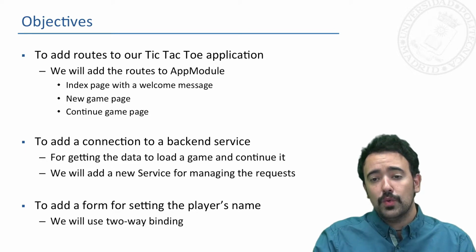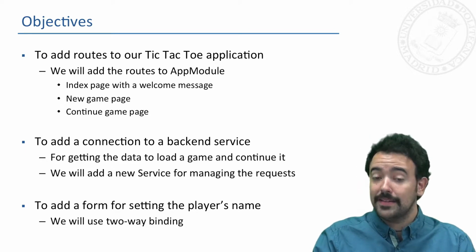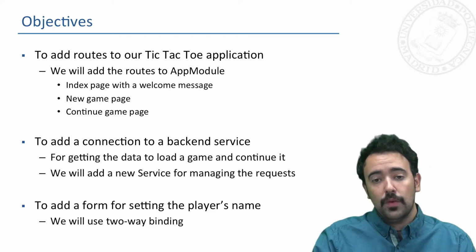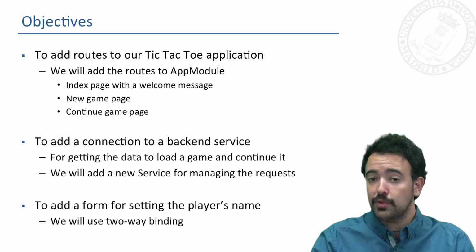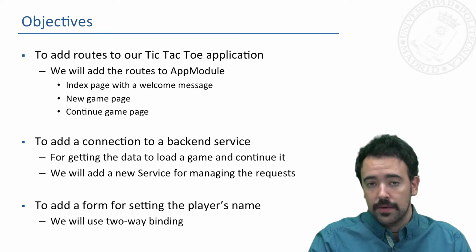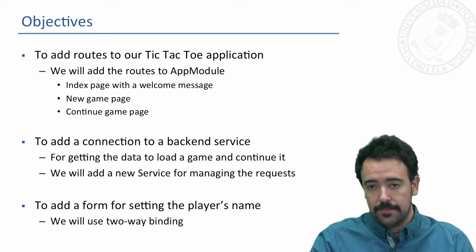Then we are going to add a connection to a backend service that will provide a JSON document with the data regarding this saved game that we need to continue in the third option in our navigation bar. In order to do this, we will develop a new service in which we will encapsulate the functionality related with the connection to the backend.